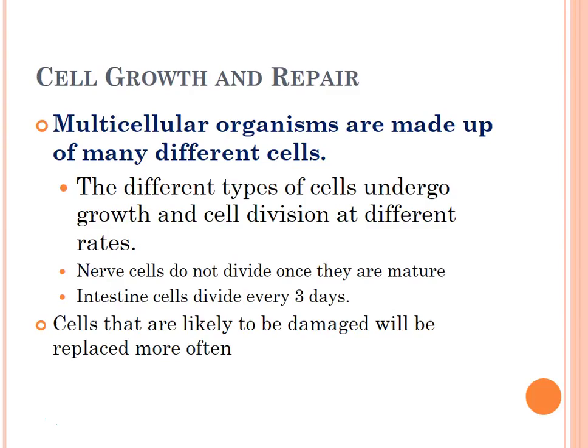Okay, so remember, multicellular organisms are made up of all different kinds of cells and many cells. These different cells are undergoing growth and dividing, going through the cell cycle, all at different rates. Nerve cells, once they're matured, so as an adult, aren't dividing. But intestine cells are dividing every 3 days. So there are cells that are more likely to be damaged that are going to have to be replaced more often, like those cells in your intestine.